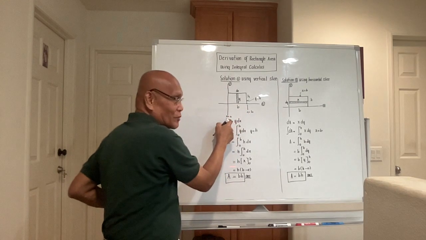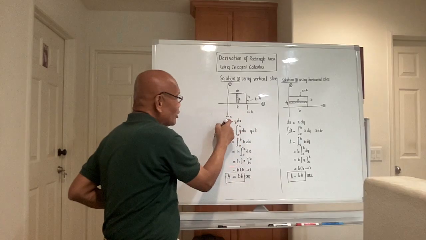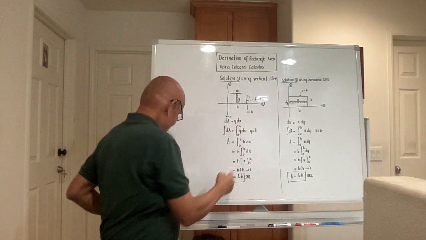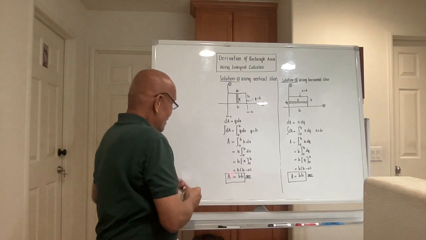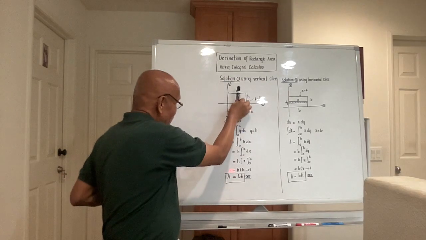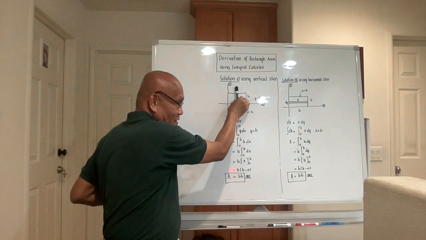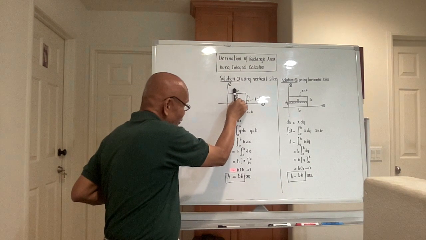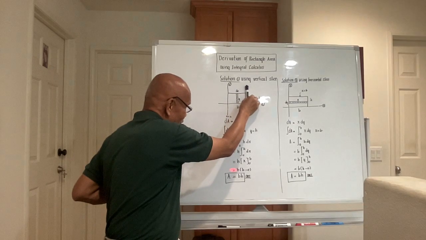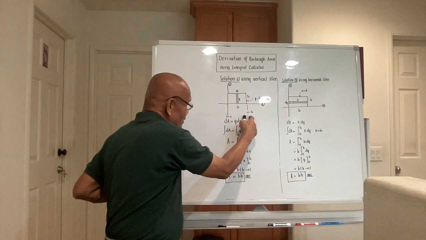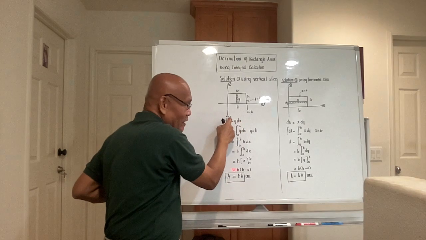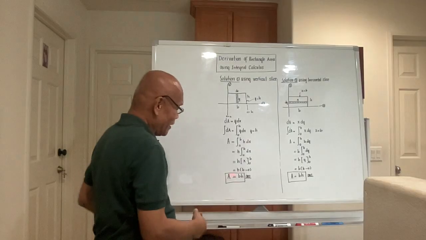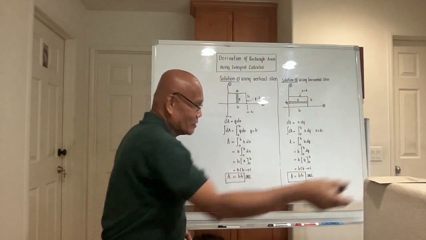So the initial position to cover up the total rectangle will be from x equal to 0 to x equal to b, by using a vertical slice. We move it from 0, going to the right, and it stops at the location x equal to b. So we know this lower limit and this upper limit, and we can compute the area by using integral calculus.